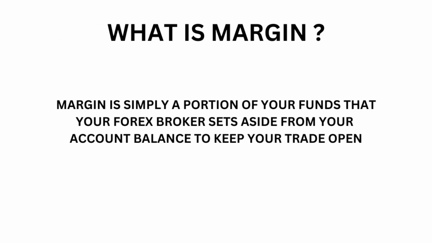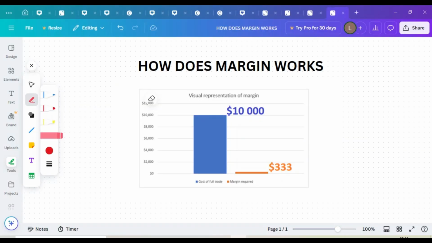What is margin? Margin is simply a portion of your funds that your forex broker sets aside from your account balance to keep your trade open. How does margin work? This is your account balance. This $10,000 is what you funded in your account, right? And you want to trade.